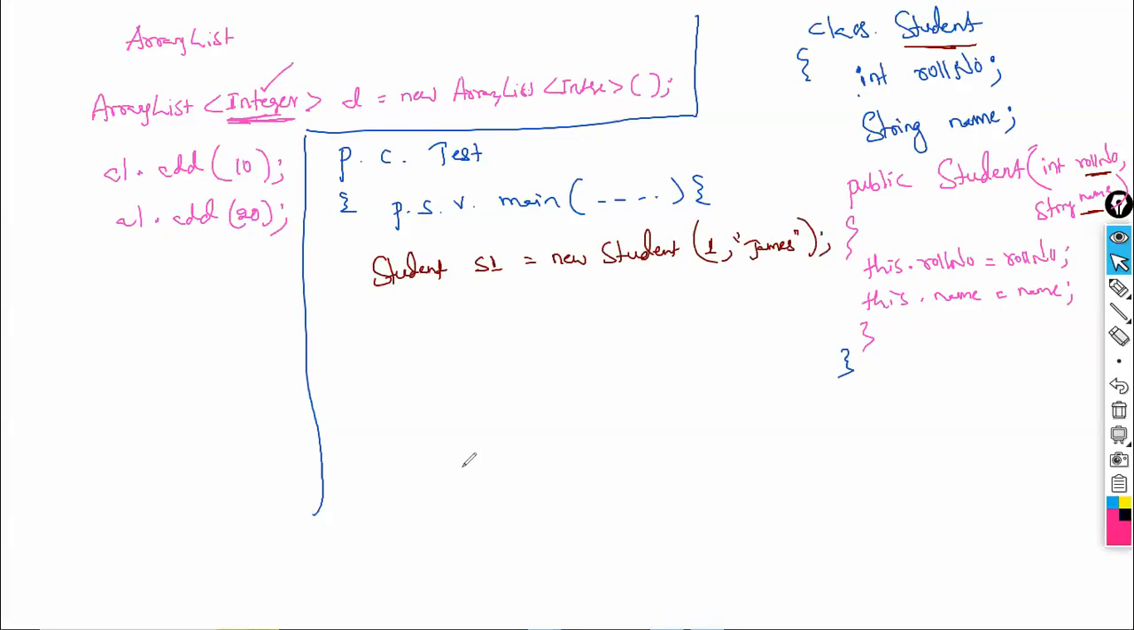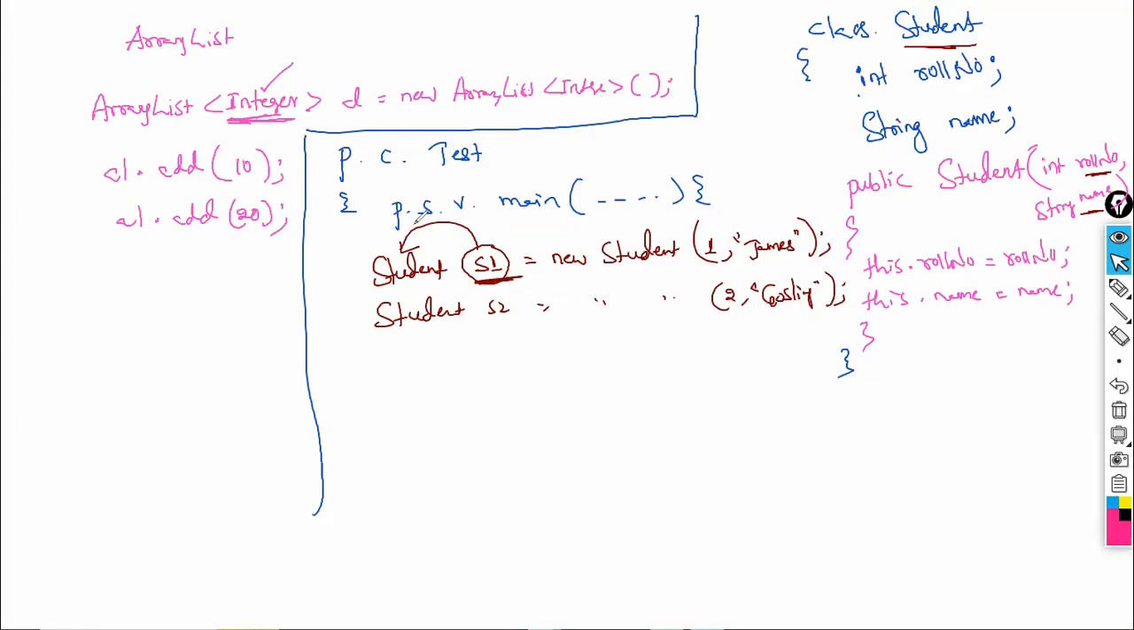Can we create one more object? How many objects are possible to create? n number of objects. Student s2 equals new Student of 2, comma, some other name. Now this s1 is what? Object of which type? Which type of object is this?